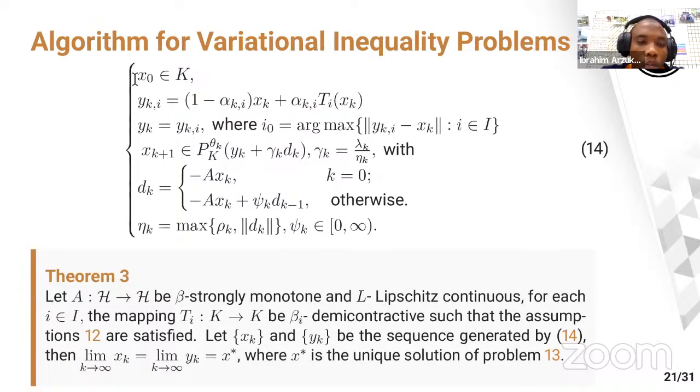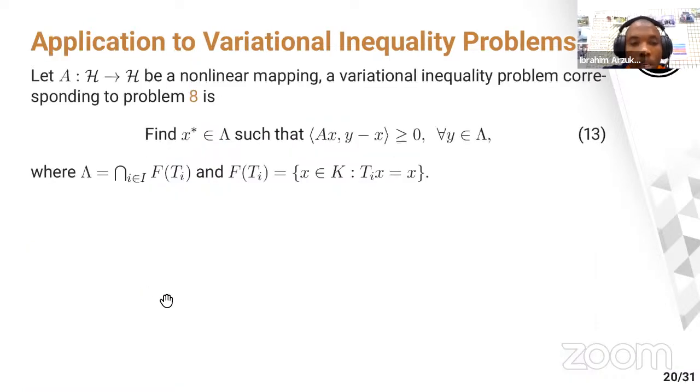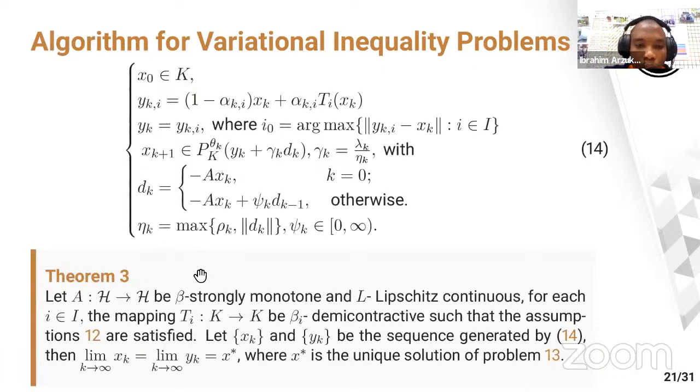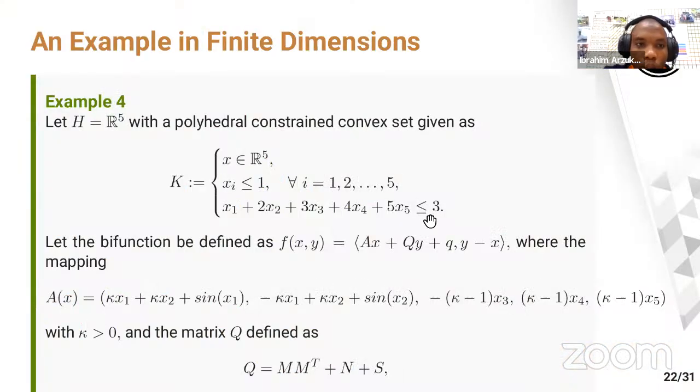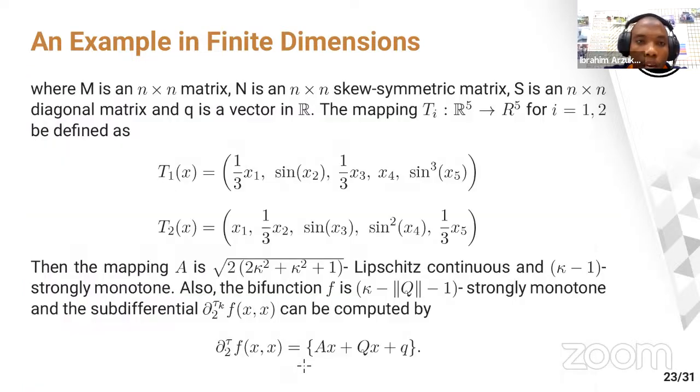And this is the corresponding algorithm for the variational inequality problem, and this is the corresponding convergence theorem for the variational inequality problem. And now we have the numerical illustration. For this example, we consider R^5, and we let K be the following polyhedral convex set, which is given by this. We define our bifunction f(x, y) as this, where the function A is given by this, and the matrix Q is given by this, where M and N are n by n matrices.